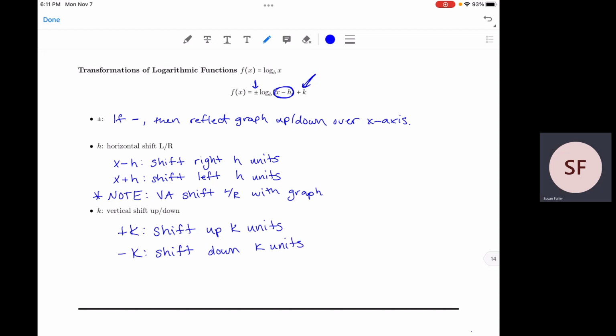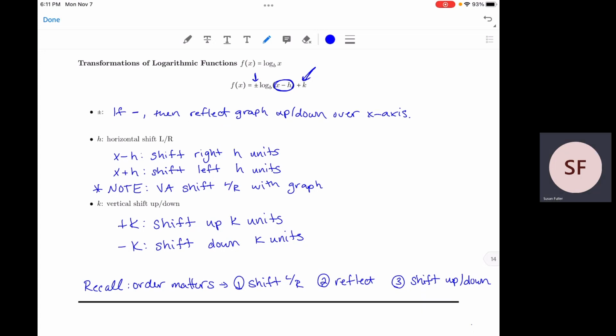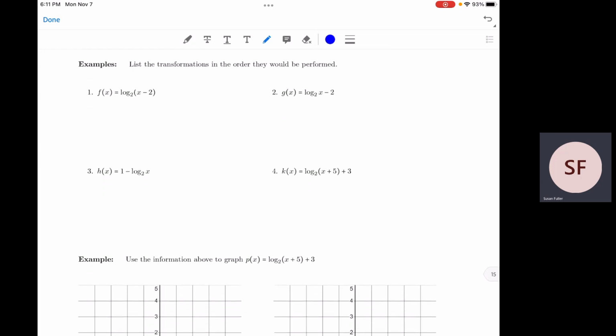Okay. And then I also just want to remind you again, as I did with the exponential graphs, order matters for the transformation. When you're doing these, the first thing that you're going to do is shift left or right. The second thing that you're going to do is the reflections. And the third thing that you're going to do is any vertical shifting up and down. Order does matter for your final graph, so we want to make sure we do those in the correct order. All right, so let's practice these ideas with a few examples.